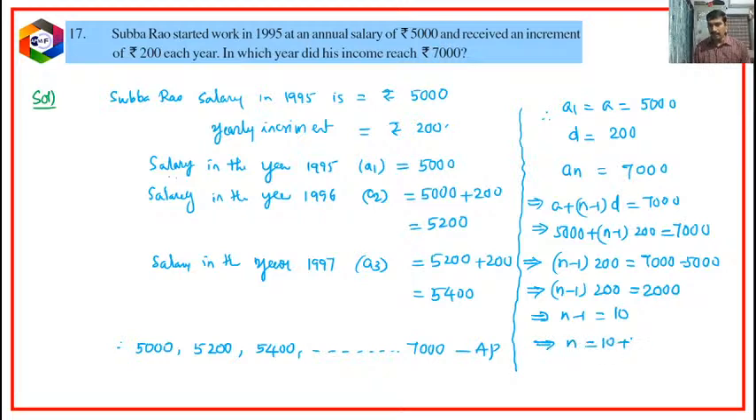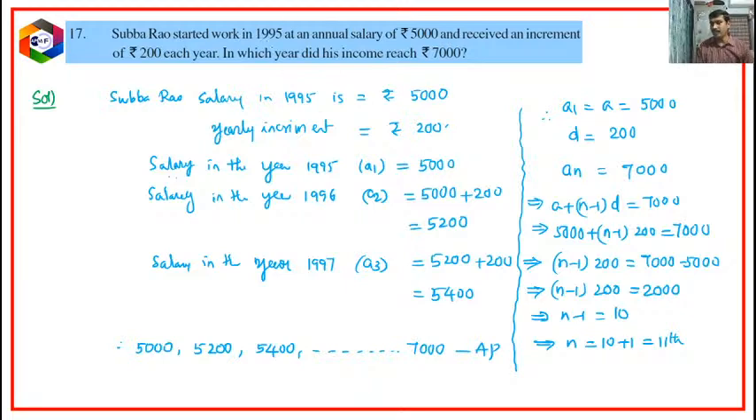N is equal to 10 plus 1, which is equal to 11. So that means that in the 11th year, that salary will be 7,000. Actually the starting year is 1995 with 5,000, and 7,000 will be the 11th year. 11th year means what will be the 11th year from 1995?